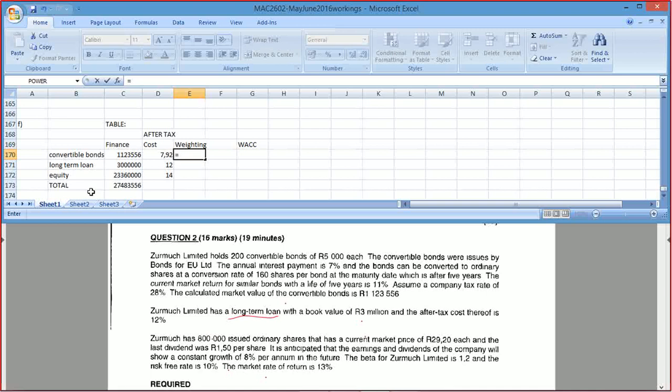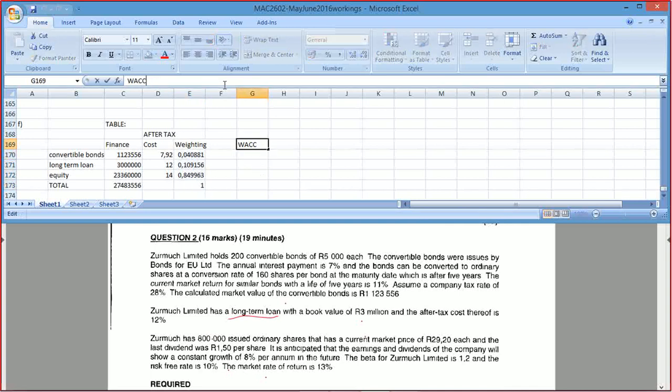So the weighting. How am I going to get the weighting? The weighting will be this divided by that. The total gives me the weighting. Do you agree? Yes, sir. Then I do the same thing with the long-term debt and the equity. Obviously if I sum up all of these weightings, it's going to give me 1 because it's 100%. Got that? Yes, sir.